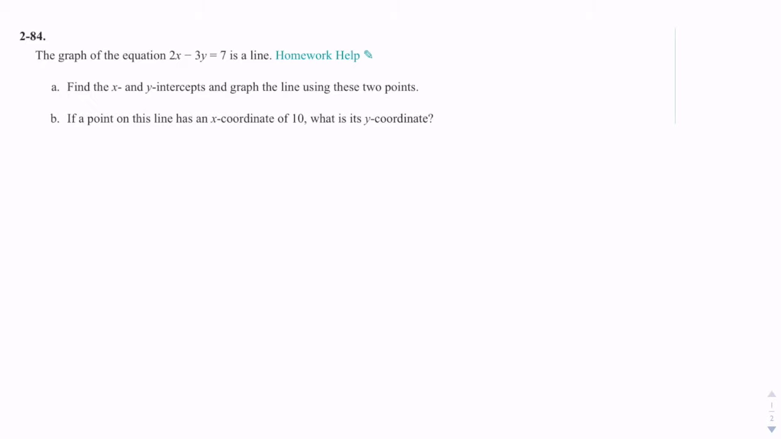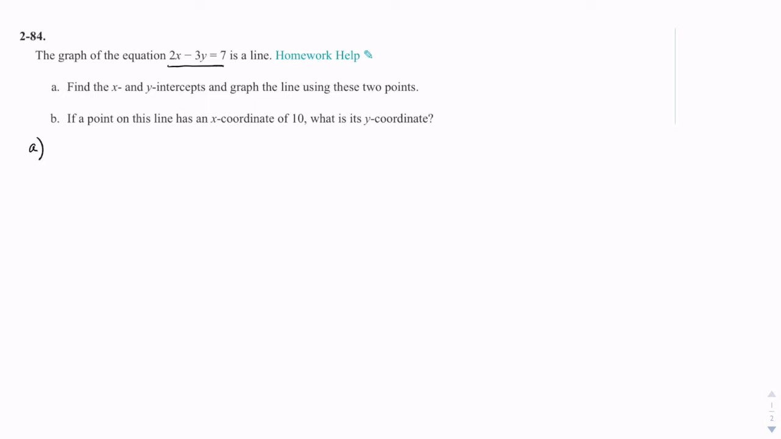In this question, they give us the equation of a line, right? And it is not written in slope-intercept form, but it's the equation of a line. And for A, they say find the x and y intercepts. So let's refresh our memory.